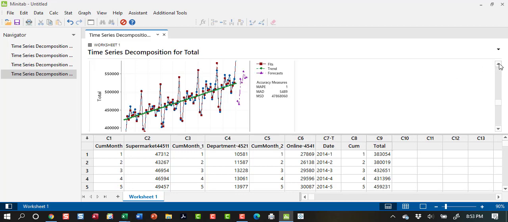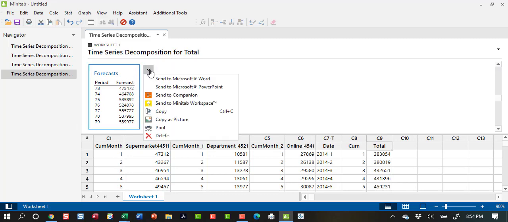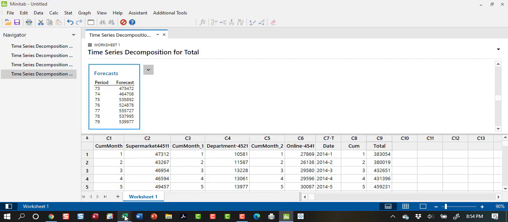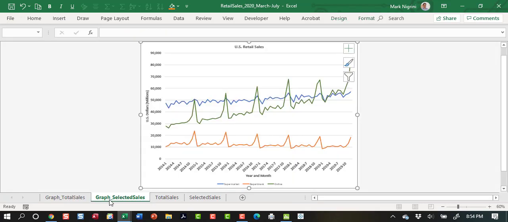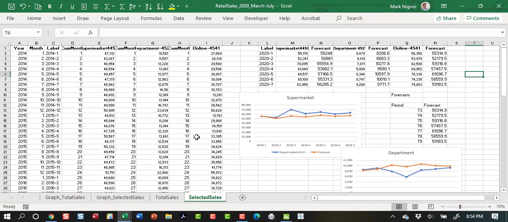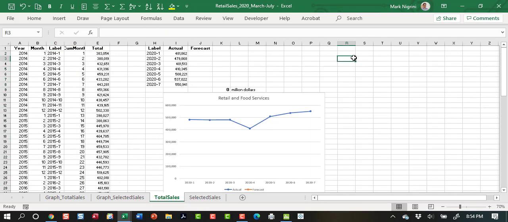Here are my forecasts. I'm going to go back up here. Forecast, where's that little arrow? Copy. Back to Excel. Here we go. And now this is the total sales page. We were there before. But now we're going to go to here. And I need the forecast in there, but I can't put it in there directly. I have to do a little paste. And I need this data in there.